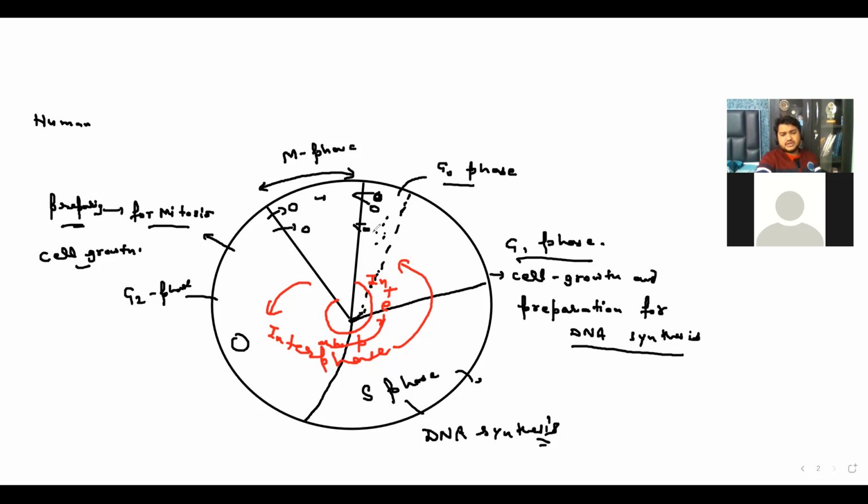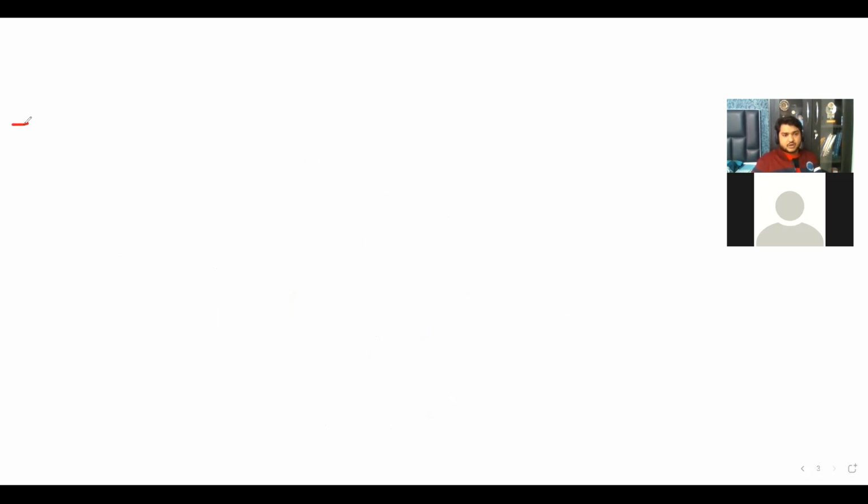So it has three subphases, G1, S, and G2. Interphase is divided into how many phases? Interphase is divided into four phases. Yes, G0 is also known as the quiescent state, when the cells are not so active, so it is a kind of resting state.